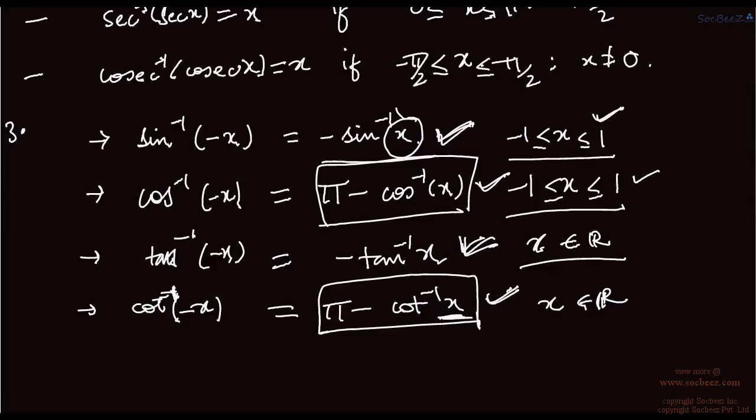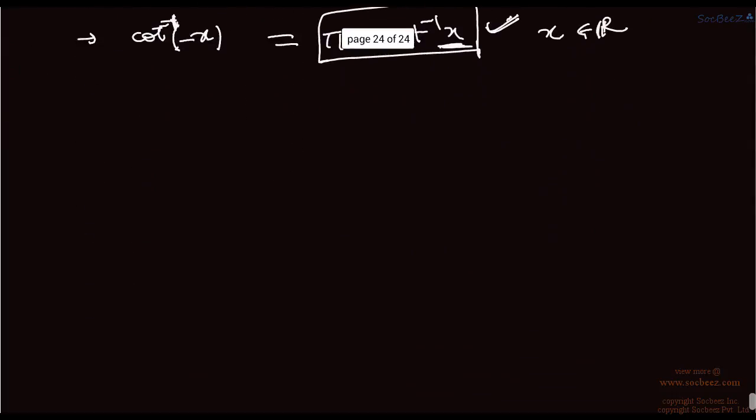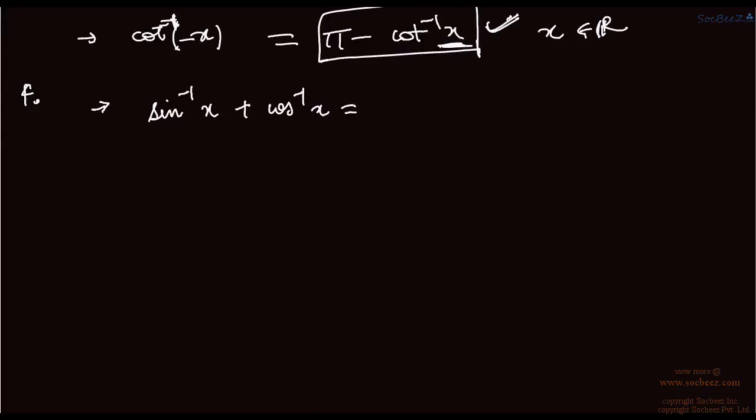Now we'll move on to the fourth set of properties, which is the addition of sine inverse and cos inverse. The first property: sine inverse x plus cos inverse x is equal to pi by 2. Again, the domain will be minus 1 to 1. Why? Because we are dealing with sine inverse and cos inverse here, so x should be between minus 1 and 1.